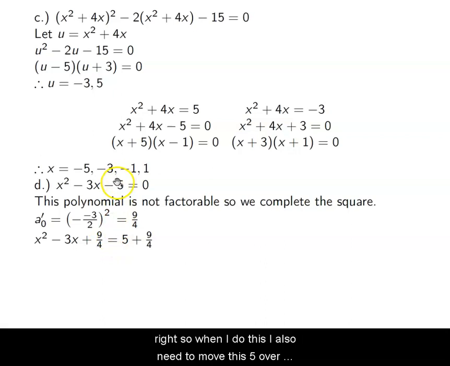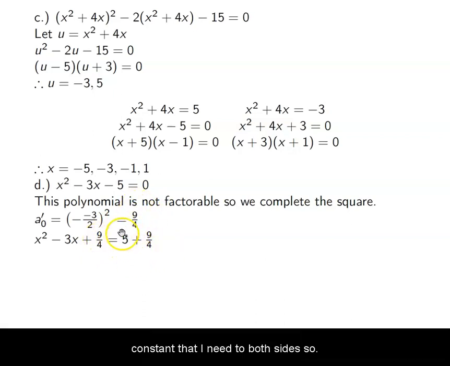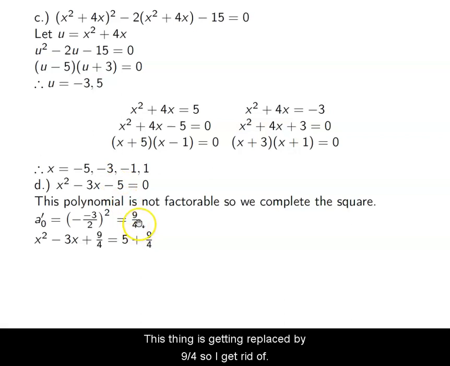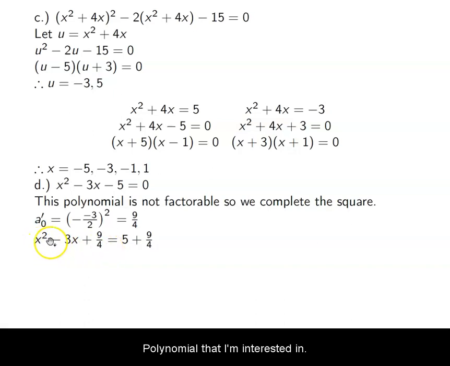So when I do this, I also need to move this 5 over, because again, this constant term of negative 5 is the thing that's giving me a problem. It's the thing that's not allowing me to solve this. If this was a different number, like negative 4, for instance, then I could factor this. It would be no problem, right? But since the factors of 5 don't combine to negative 3, this is the guy that's giving me issues, right? So I'm going to move it to the other side of the equal sign, as well as add my new constant that I need to both sides. So basically, this thing is getting replaced by 9/4. So I get rid of it, but I'm still not changing the equality by adding 9 over 4 to both sides. Okay, so this is the new polynomial that I'm interested in.